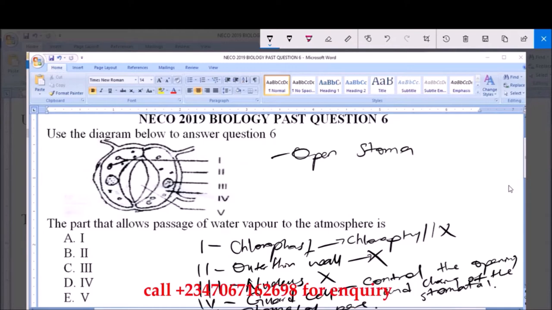They control the opening and closing of the stomata. I can see the stomata now. This stomata is an open stoma. The stomata pore is open. Now this is the guard cell. These are the guard cells. And these guard cells control the opening and closing of this stomata.